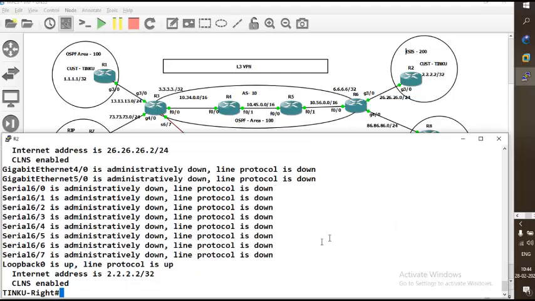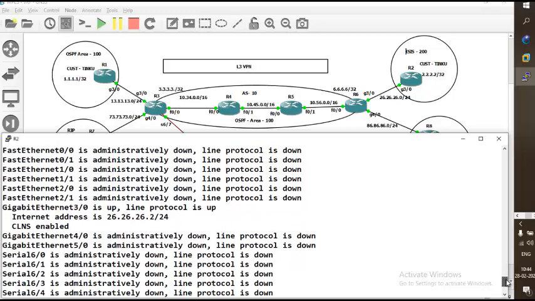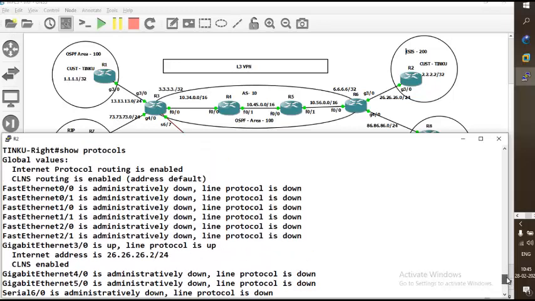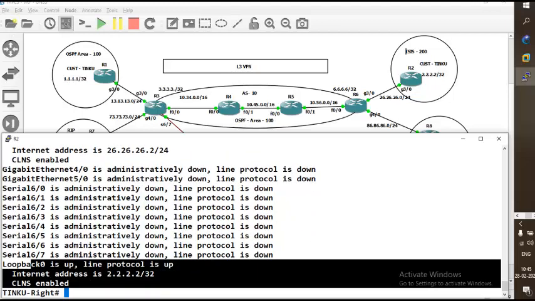We can see here we got ISIS. I've enabled ISIS, so it will show CLNS routing. ISIS uses CLNS as its protocol and it is running on G3/0, which is this one. Other interfaces are administratively down, and it is also running on the loopback interface. See, it says CLNS, connectionless network service, enabled, which is ISIS.